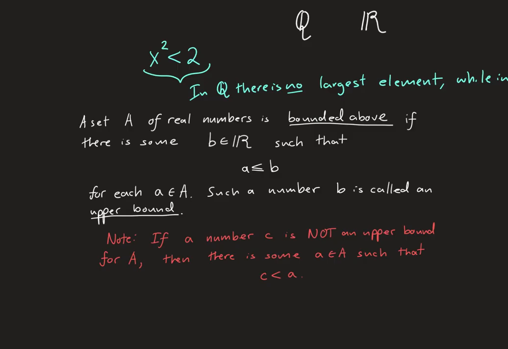If a number is an upper bound, then each element of A is less than or equal to that number. If it's not an upper bound, you have to negate that, which means that there is some element of A. So this "for each" turns into an existential. We go from a universal quantifier to an existential quantifier. There is some element of A such that this is not the case, which would mean that A is bigger than C. So that's what it means for a number C to not be an upper bound.